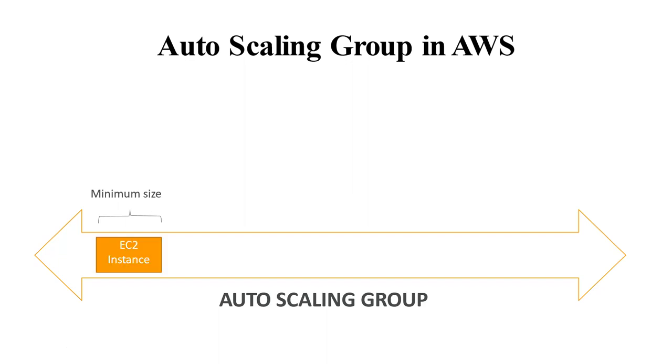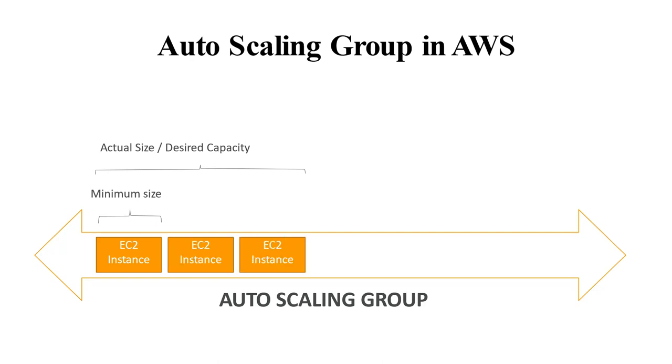The minimum size, yes, if I define the minimum size as one instance. Next we are talking about the desired state. So whenever it is in the normal load, how many instances? Let's assume that you have defined 3 instances, and for the maximum, let's assume you have defined 7 or 8. So whenever the target group is started, it is going to start with the desired capacity.